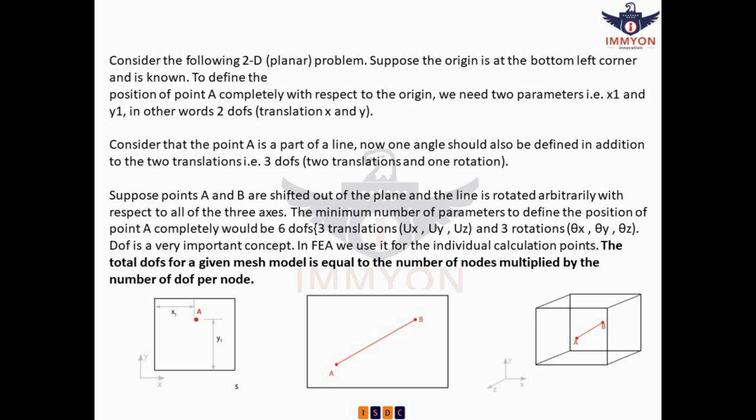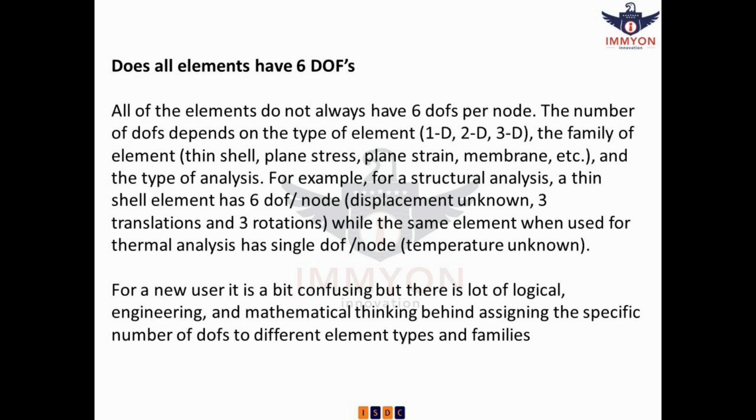Suppose points A and B are shifted out of the plane, and the line is rotated arbitrarily with respect to all of the three axes. The minimum number of parameters required to define the position of point A completely would be 6 DOFs, 3 translations, ux, uy, uz, and 3 rotations, theta x, theta y, theta z. DOF is a very important concept. In FEA we use it for the individual calculation points. The total DOFs for a given mesh model is equal to the number of nodes multiplied by the number of DOF per node. Question: do all elements have 6 DOFs?